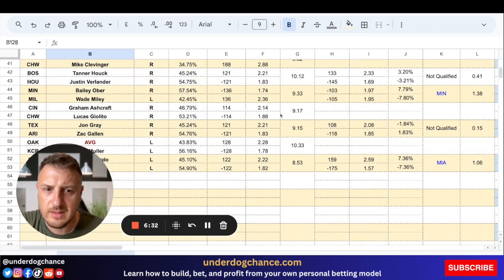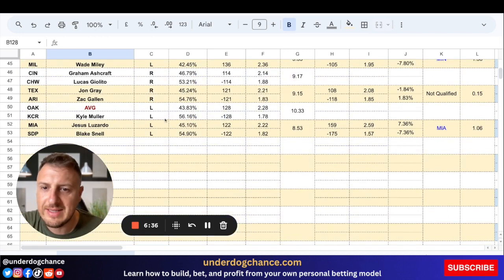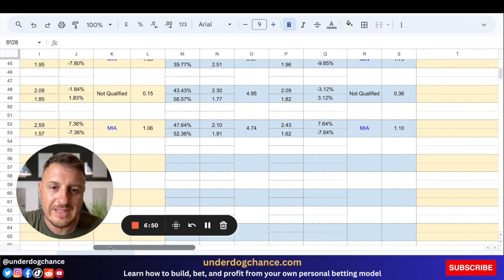Cincinnati, White Sox, skip this game. Texas, Arizona, not enough value. Oakland, Kansas City, we have an average pitcher for Oakland. And the last game, Miami, San Diego, maybe small value with Miami. Based on my projections, they should be a little bit smaller underdog, despite I give them only 45.10% chance to win this game. I think this is maybe even a better bet: Miami first 5 innings. I have them at plus 110, bookmakers plus 143. Because of that, there is some value.